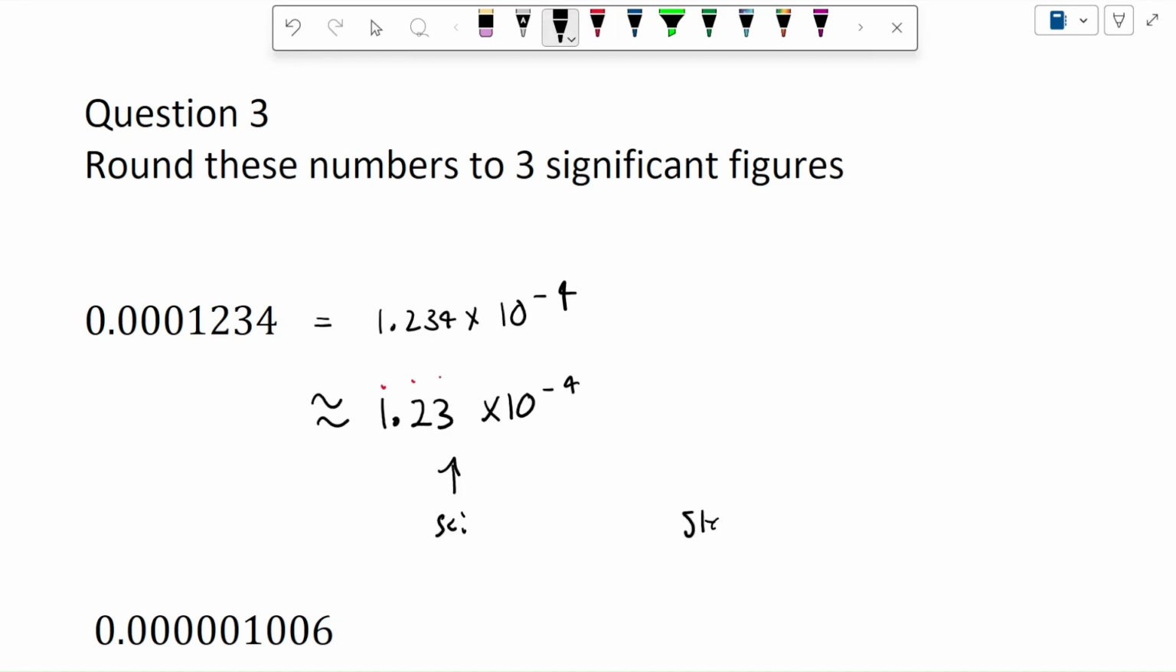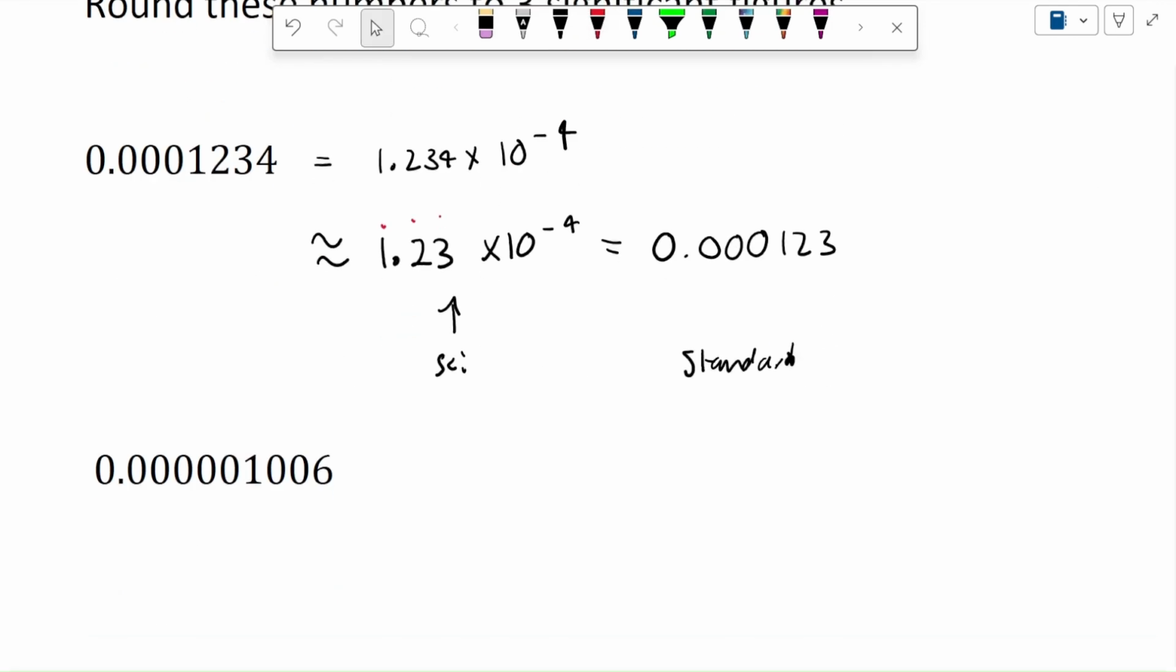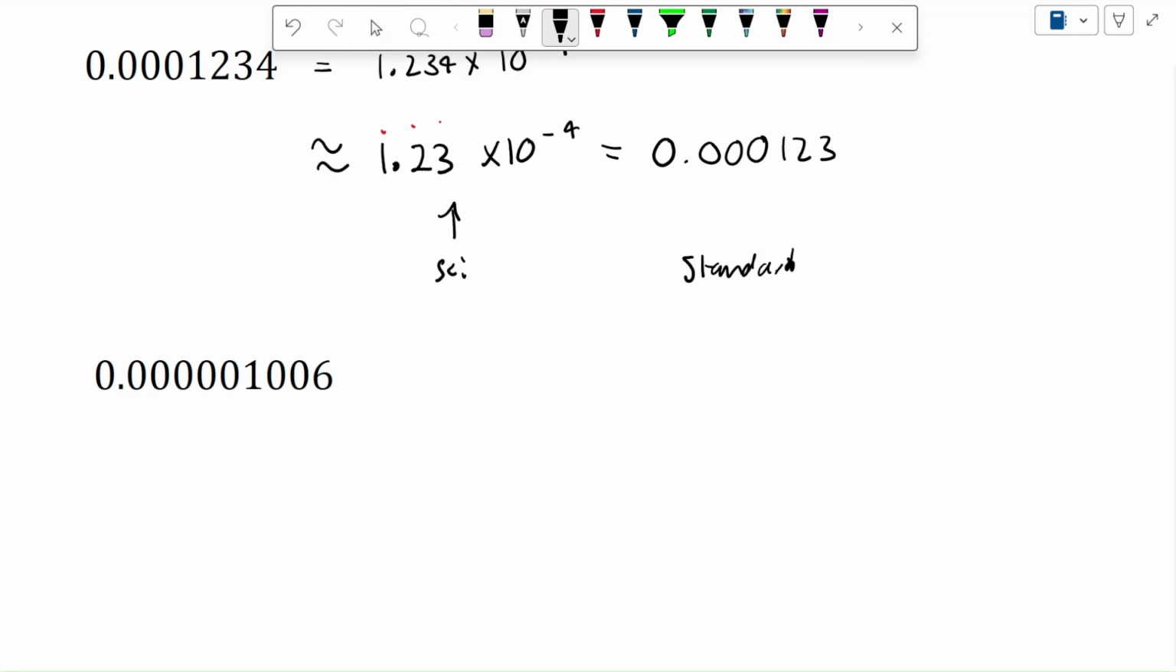If we wanted it in the standard notation, this would just be 0.000123. So the first significant figure is the first number which isn't 0, and you're rounding it to just 3, so you lop off the 4 at the end. This one here, if we want to round it to 3 significant figures, this would be 0.000000102. We'd need, 101. We'd need to round this 0 up to a 1 because there's a 6 after it. So that is in standard.